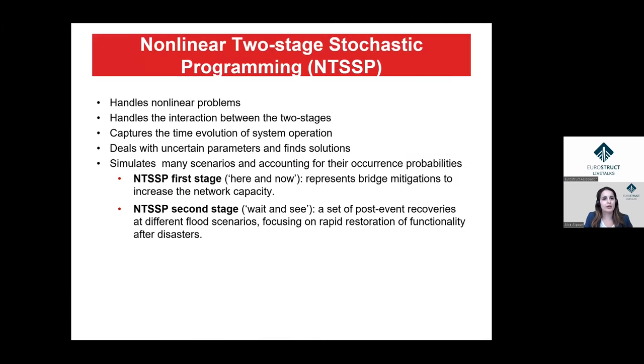So what we have done in this study is we have developed a two-stage stochastic programming method, or nonlinear two-stage programming method, that basically handles nonlinear problems. It handles the interaction that is natural to the two stages that we have before and after the event. It captures the time evolution of the system operation after the event and deals with the uncertain parameters and finds the solutions. It has two stages. The first stage basically represents, for example, in this case, bridge mitigation to increase the network capacity. And the second stage is the set of post-event recovery actions at different flooding scenarios.